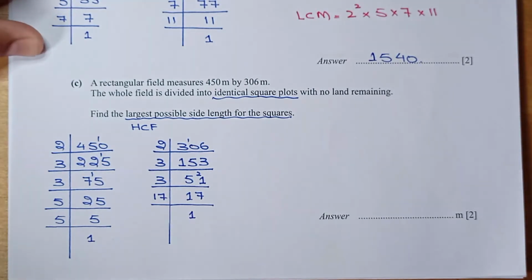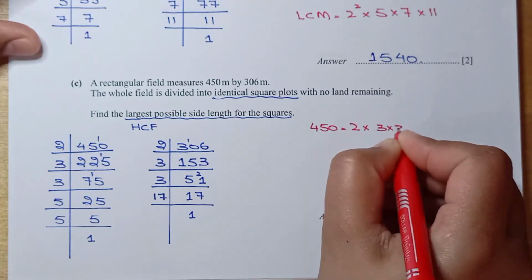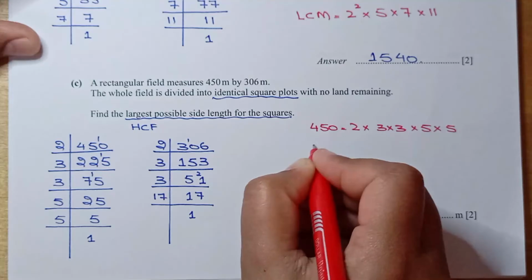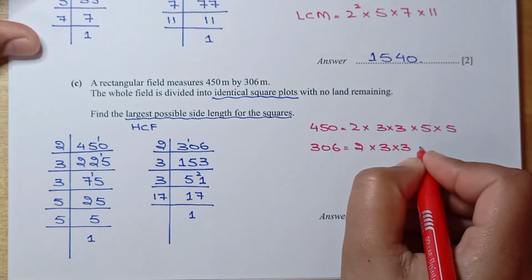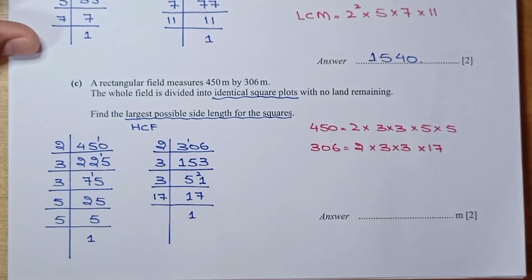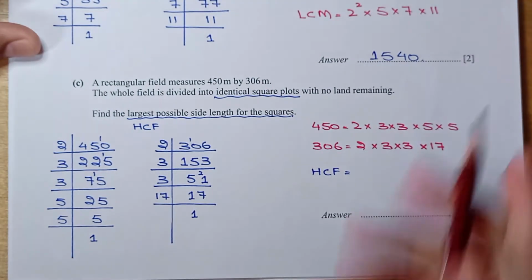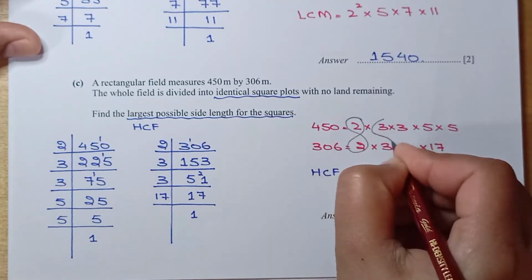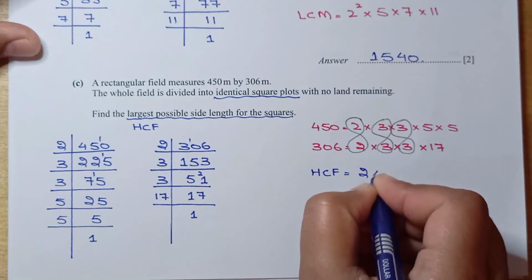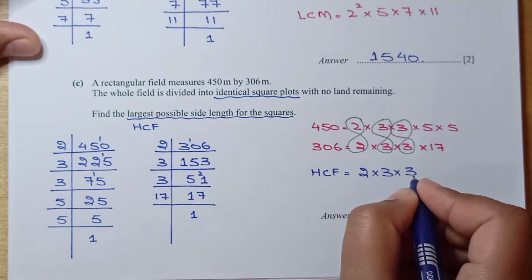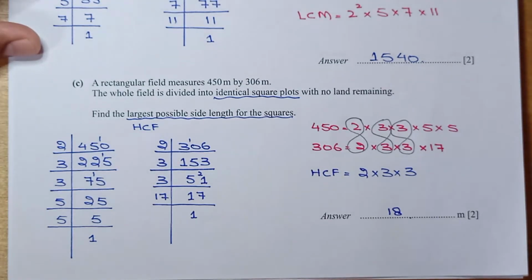Okay, so the prime factorization for 450 is 2 times 3 times 3 times 5 times 5, and for 306 is 2 times 3 times 3 times 17. Now for the HCF, we need to pick the highest common factor. As you can see, 2 is a common factor in both. This 3 is common and this 3 is common, and the rest are uncommon factors. So we can say this is 2 times 3 times 3. 3 times 3 is 9, and 9 times 2 is 18 meters. So the largest possible side length for each square is 18 meters.